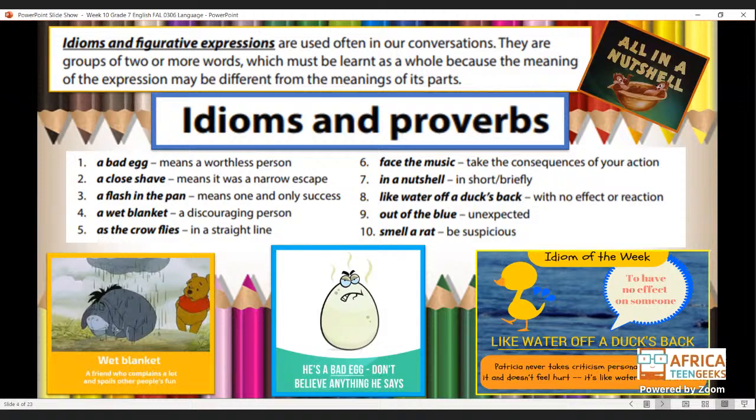Welcome. It's okay if you're a little bit late. At least you are here. And it's not too long in the lesson anyway. We're doing idioms and proverbs, so you're welcome.